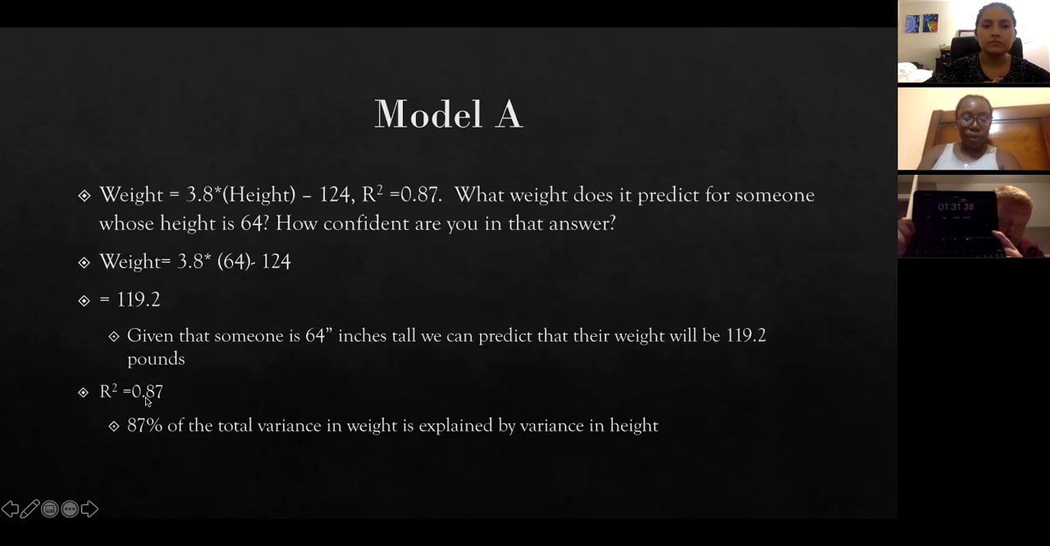Now the R squared, which is your coefficient of determination, says that 87% of the total variance in weight can be explained by the variance in height. And we'll compare this R squared with model B.